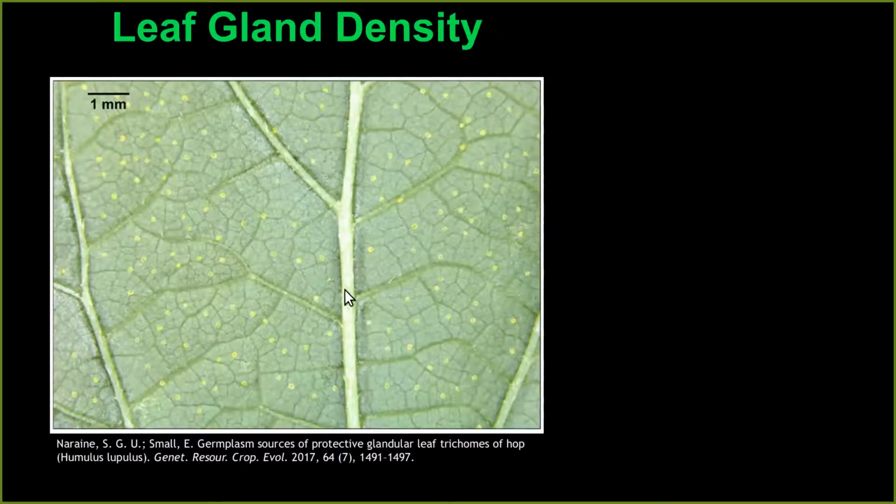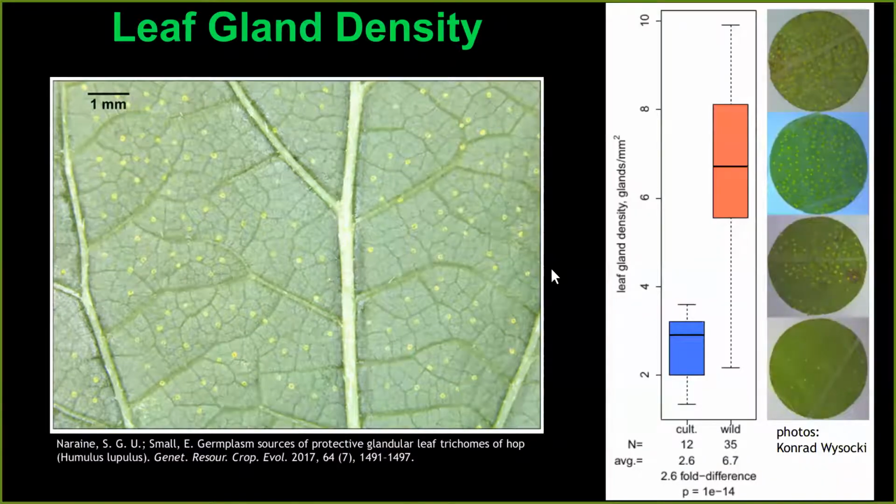So we also looked at the density of these glandular trichomes on the leaves of the plants in our study. And again, we're comparing the cultivar group against the wild group. And what we found is that these glands are found in much higher density in the wild hop group relative to the cultivars. And here on the right, you can see sort of the gradation of density of these glands, starting at like very sparse, getting more dense, and then very dense up here.